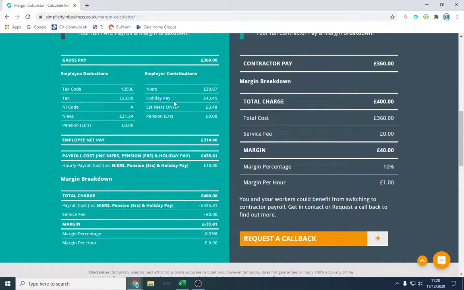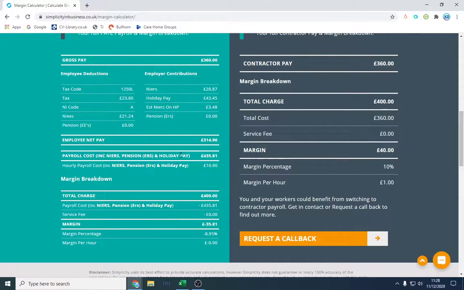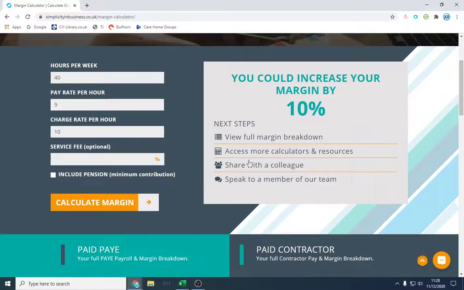You have to obviously allocate their holiday pay legally now, and obviously pension if they earn a certain amount as well, after a certain period of time as well. So with this, you'll be making a loss of £35 and 81p. So you ideally can't charge 10% for temporary staff.